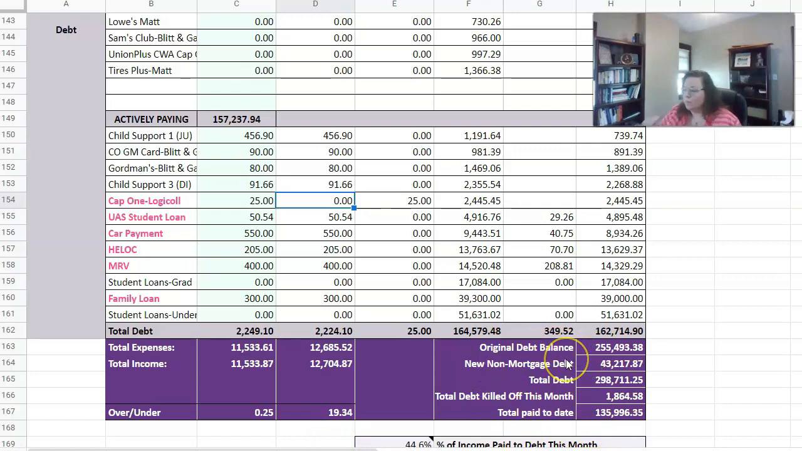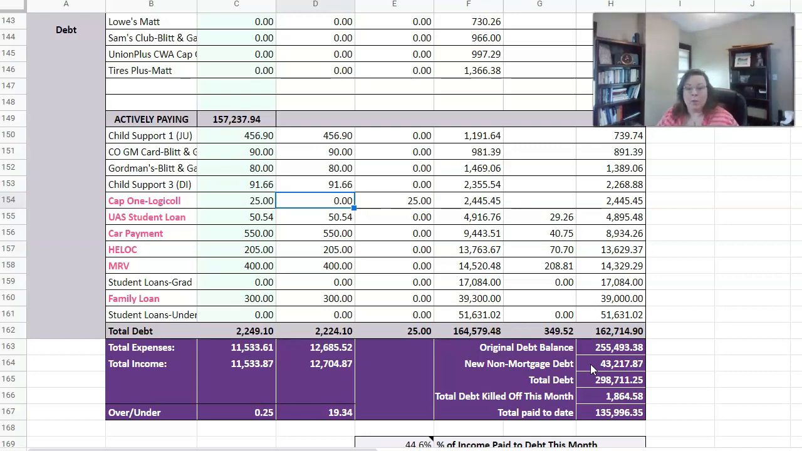Over here on the right though, I did some things a little bit differently. I decided to update this after I did our 2022 debt update. I did it a few weeks ago, and I wanted to accurately call out what was going on. So our original debt balance back when we started this whole thing in 2018 was $255,493. That's where we started. The new non-mortgage debt that was added on after I came up with that total is $43,217.